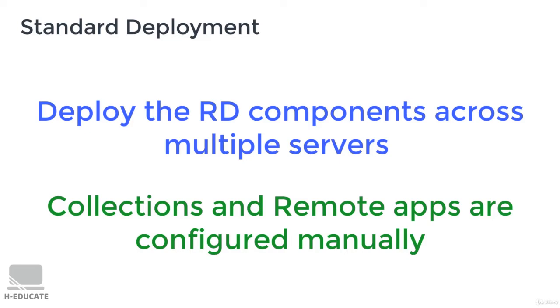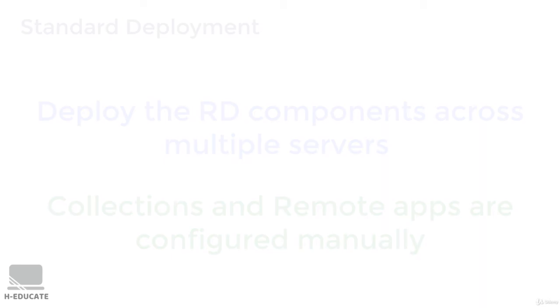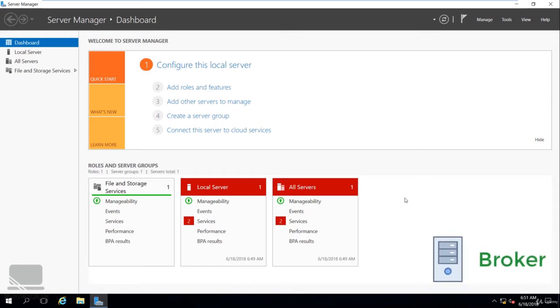In this scenario, we will have 4 servers. One is the domain controller on my network, one is the session host server, one is the web access server, and the last one is the connection broker. So let's start together. Here I am in my connection broker server, and I will use this server to go over the standard deployment.